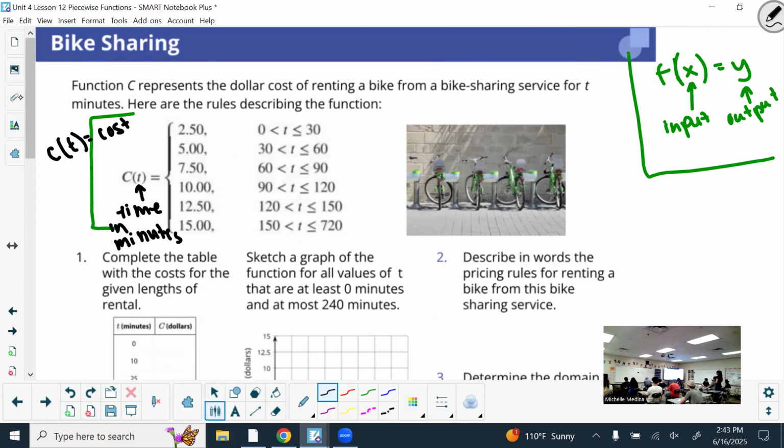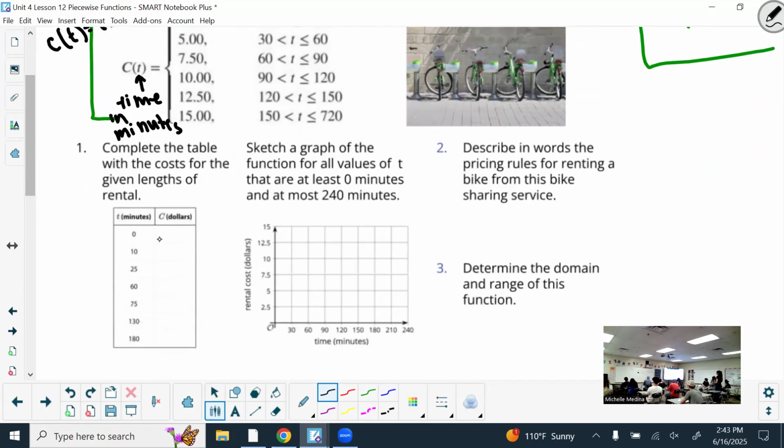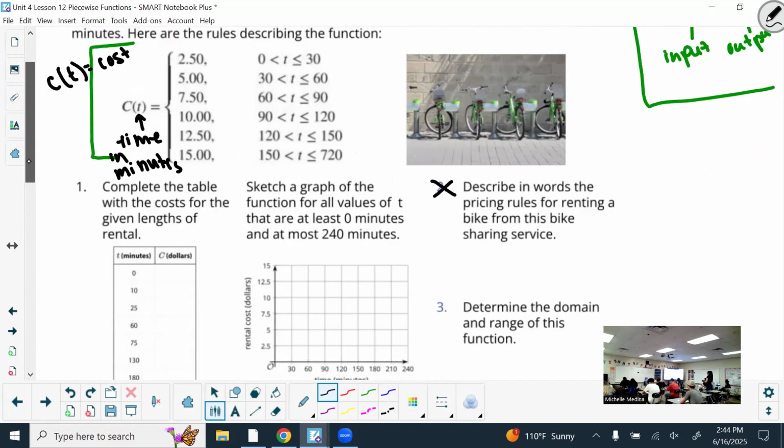So you guys are going to fill in this table based on the rules. I'm going to ask you, probably everyone will talk again. I already talked just a second ago, we'll talk again. I'm going to ask you how much does it cost to rent it for 0 minutes, 10 minutes, 25 minutes, 60 minutes, and so on. We're going to sketch it. You don't really need to describe any rules, but you do need to determine the domain. So answer all those pieces using this rule.